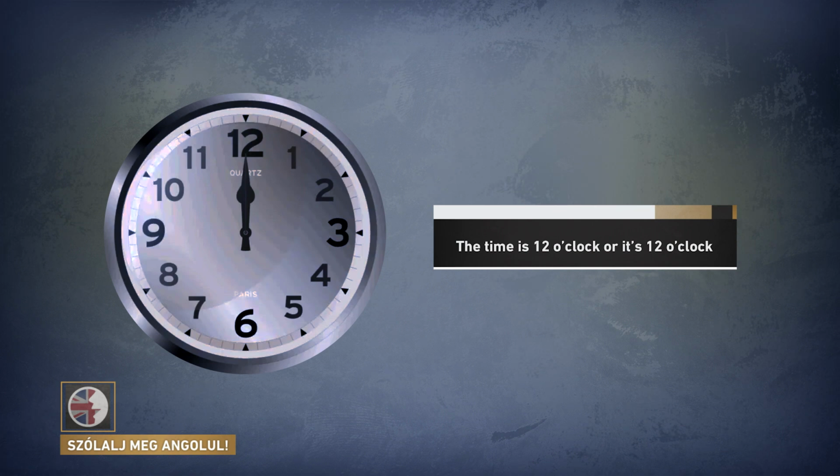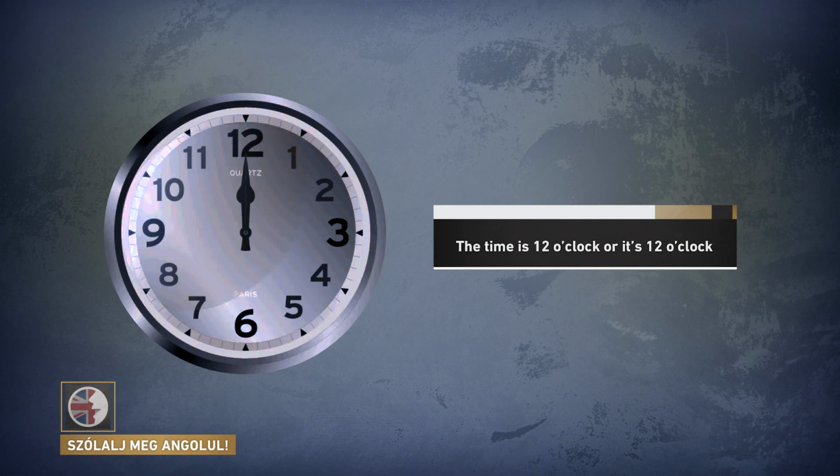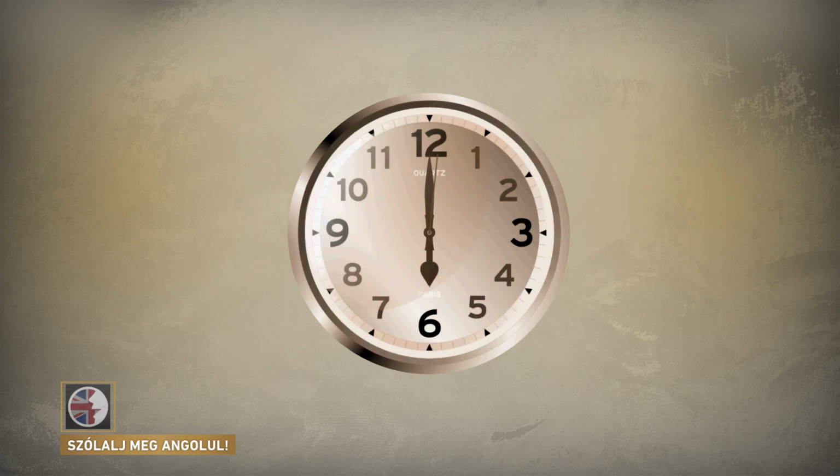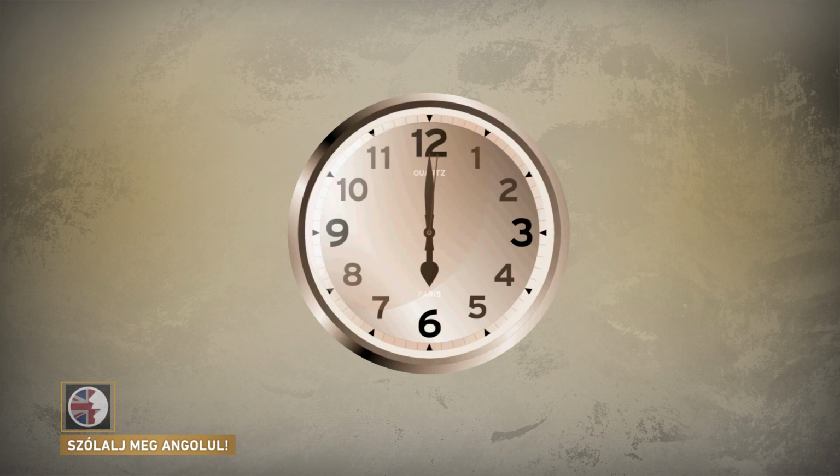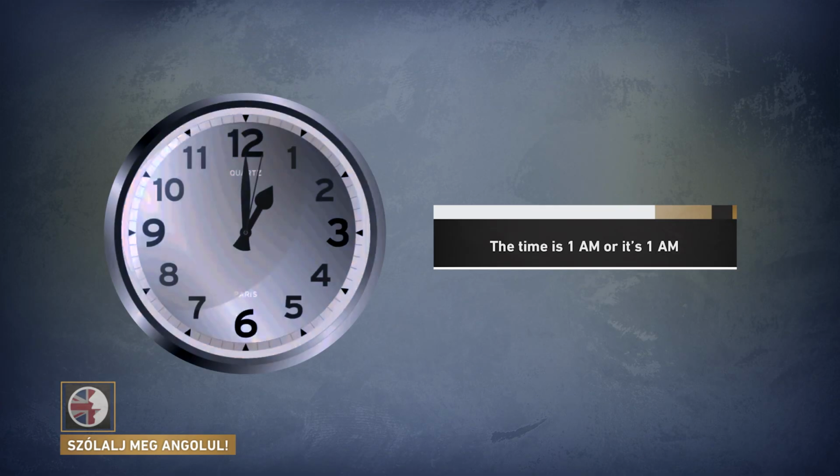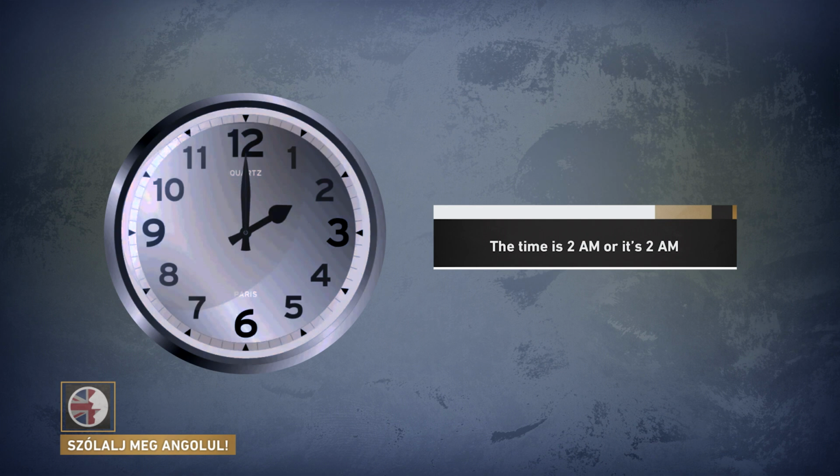We can also use AM or PM at the end of the sentence, like this. The time is 6 p.m. or it's 6 p.m. So we can use o'clock or AM, PM. The time is 1 a.m. or it's 1 a.m. The time is 2 a.m.